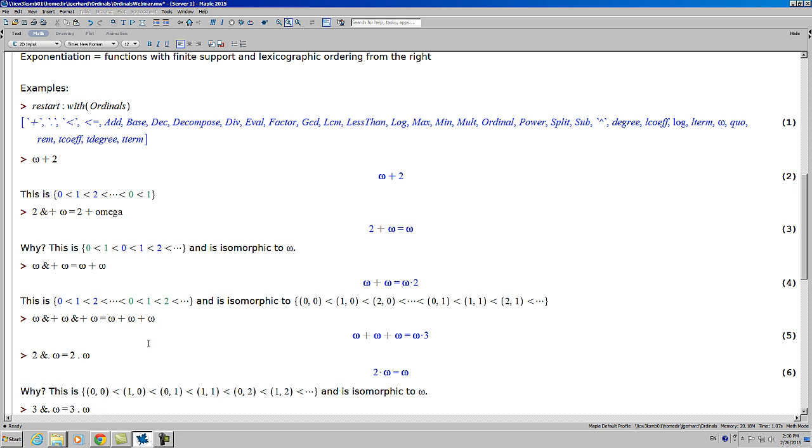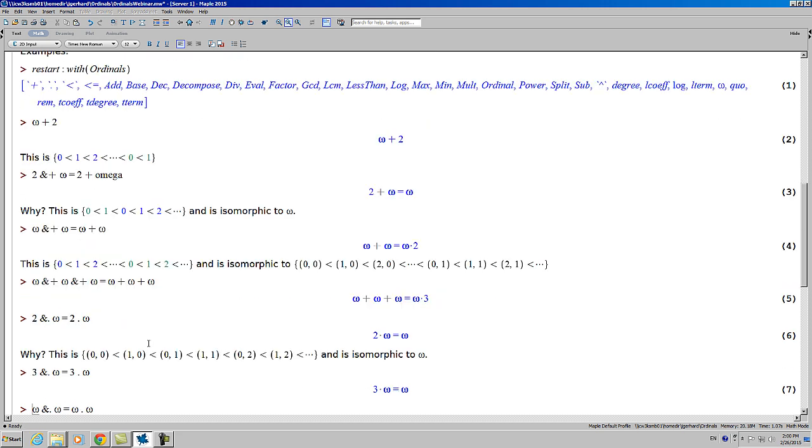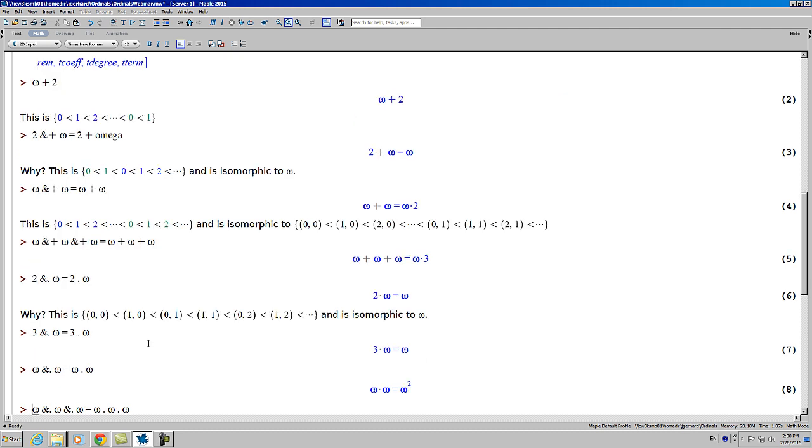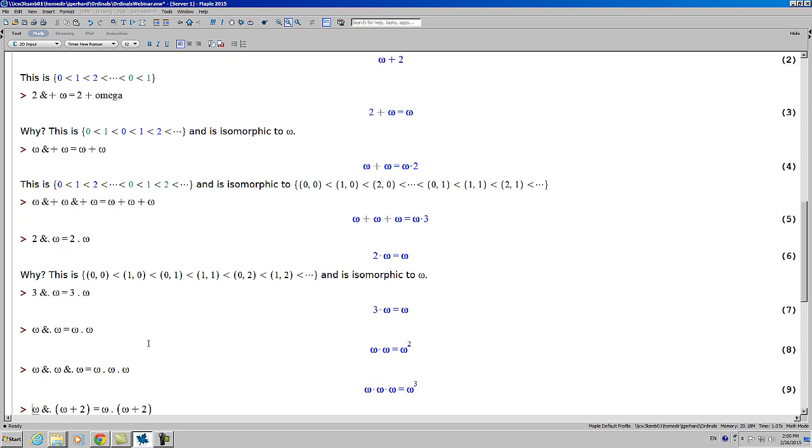Okay, so what happens if we multiply by 3 from the left instead of by 2? You can almost guess that nothing changes. The result is still omega. So the next interesting thing is what happens if we multiply omega by itself. That we've already seen. That should give you omega squared. So that's the set of all ordered pairs of integers with lexicographic ordering from the right. And if we do it 3 times, we get omega cubed, and so on.